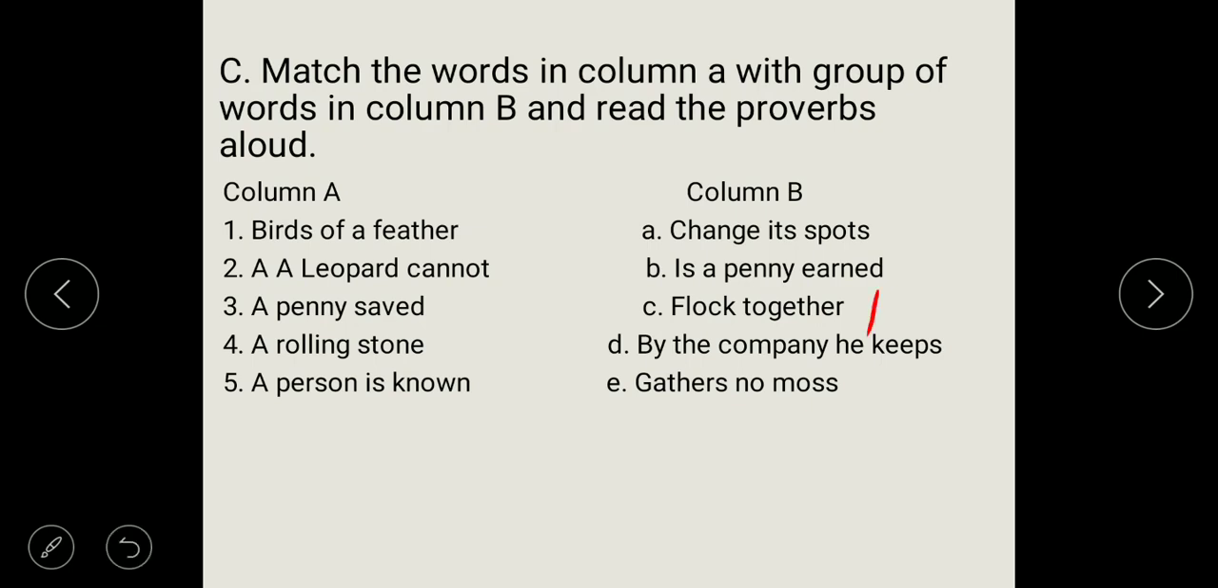A leopard cannot change its spots. A penny saved is a penny earned. A rolling stone gathers no moss. A person is known by the company he keeps.